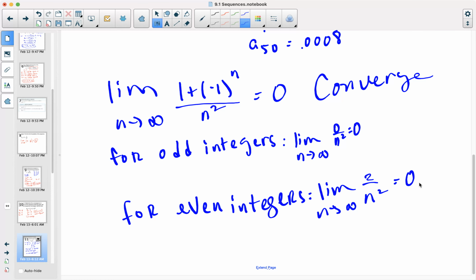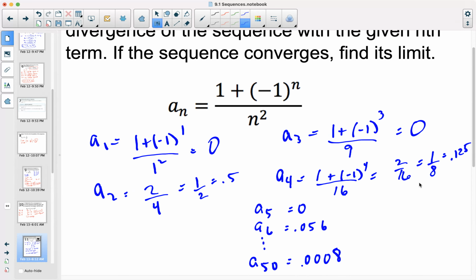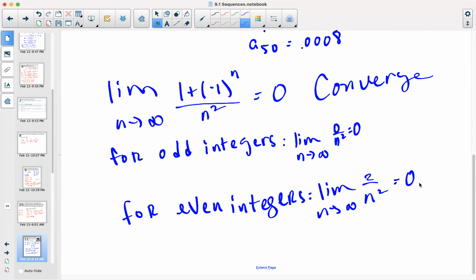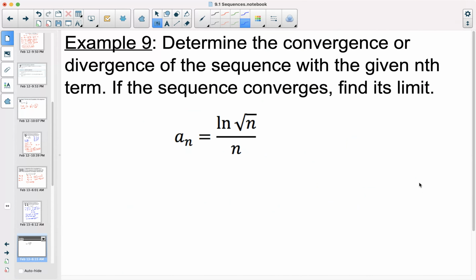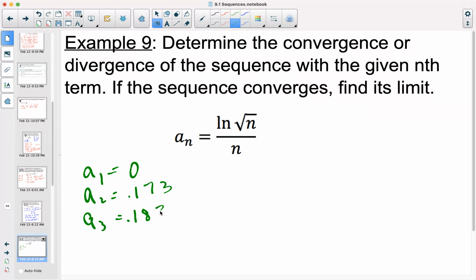So yes, that limit is going to approach 0, and we can tell by listing out the different terms of the sequence. Example 9, same thing. Here we go. On example 9, we have the first term. If you plug in 1, that's 0. I'm just going to do this kind of quick. I'm going to write what I found when I did this ahead of time.